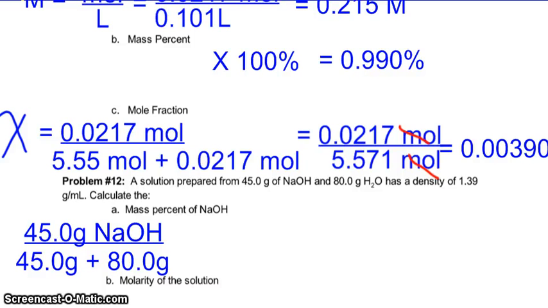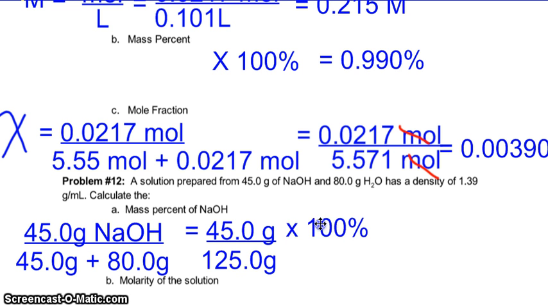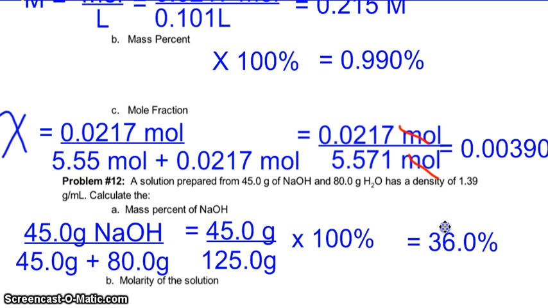So we take the mass of the solute, 45 grams of sodium hydroxide, divided by the total mass. That's your whole again. Remember that. 45 grams of sodium hydroxide plus 80 grams of water. So we have 45 grams divided by 125 grams. But don't forget, this is a mass percent, so you have to multiply it by 100% when you're done, and you get 36% by mass sodium hydroxide.